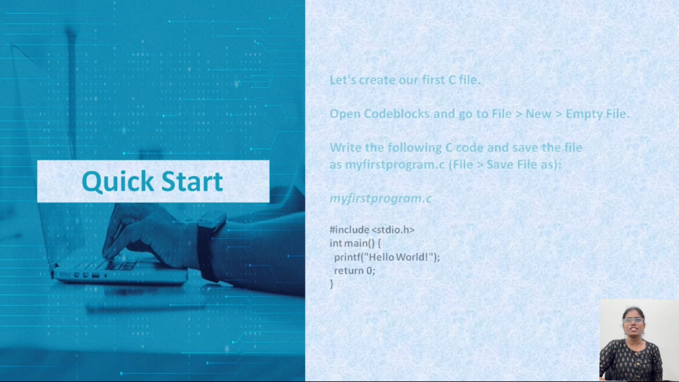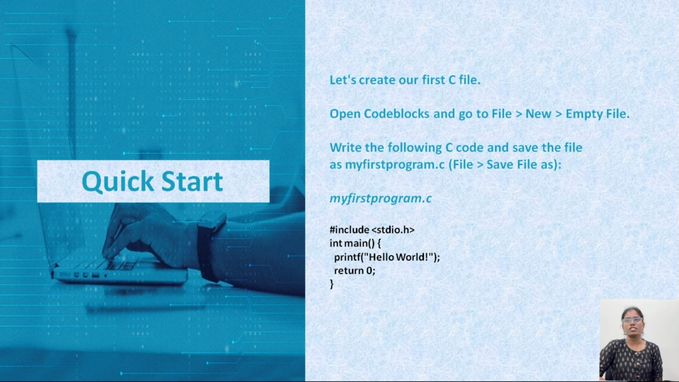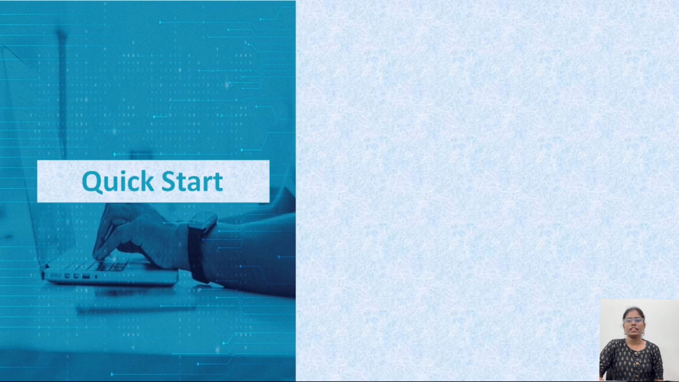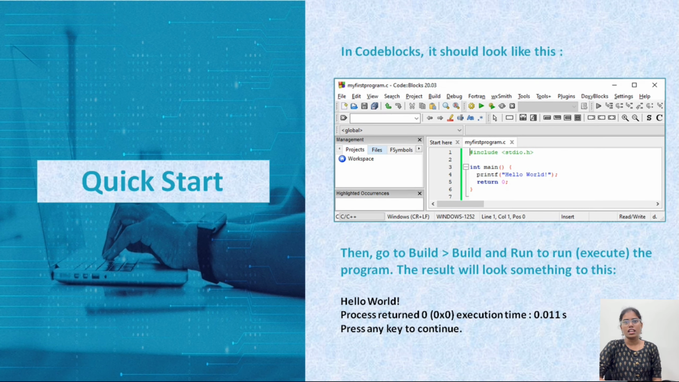Let's create our first C file. Open CodeBlocks and go to File, New, Empty File. Write the following C code and save the file as myfirstprogram.c. In CodeBlocks, it should look like this. Then go to Build and Run to execute the program. The result will look like this.